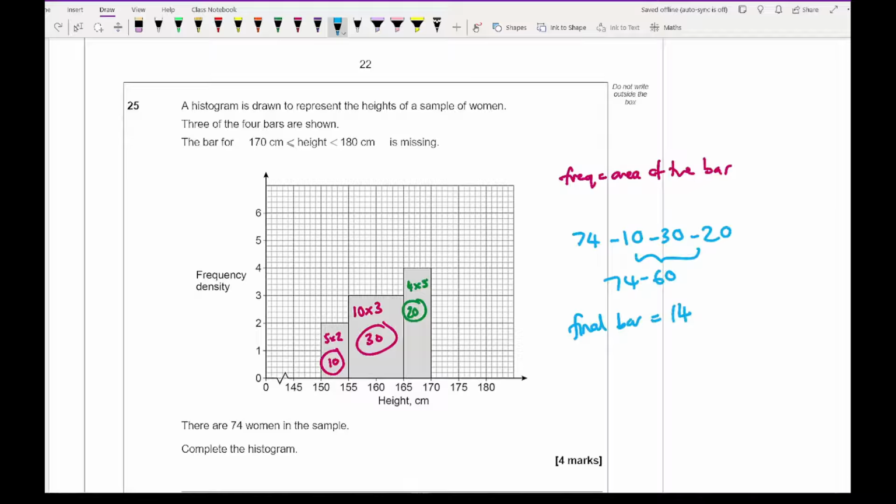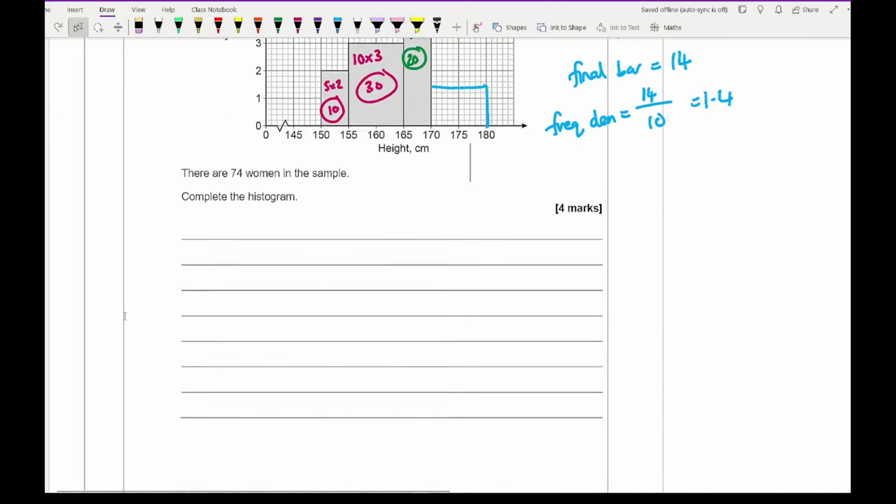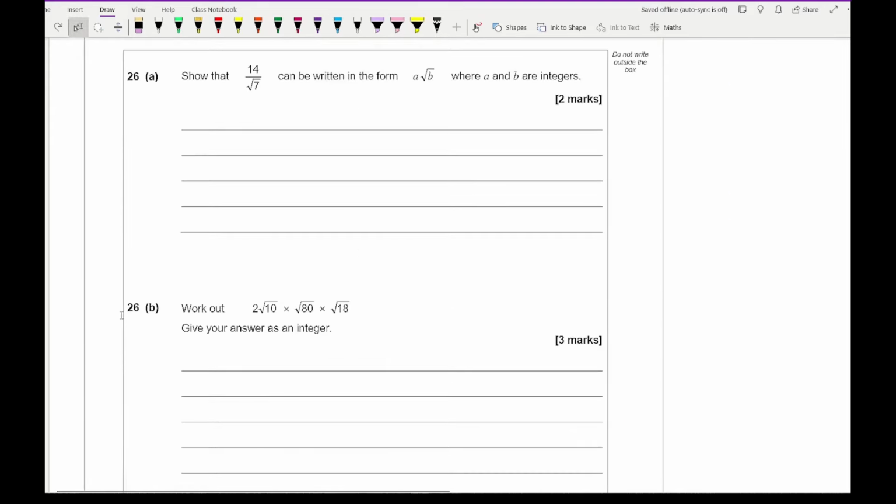Now from this, what we then need to do is work out the frequency density. Frequency density is equal to the frequency, which is 14, over the class width, which is 10, which gives me an answer of 1.4. So this bar needs to go to 1.4. I should be using a ruler, but that's where the bar needs to be. It's basically 2 bars up from 1, and then go from 170 to 180, and that's the bar completed.